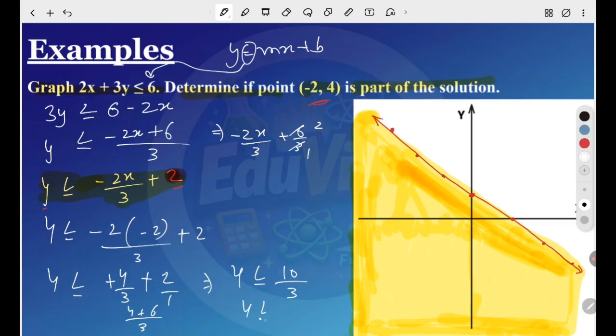So the 10 by 3 is like 3.33 something, and 4 is greater than or equal to 3.3. So 4 is right over there somewhere, and this is less than or equal to 3.3. Does the point minus 2, 4 lie on the graph or not? So we have to make that point. So minus 2 is somewhere over there and 4 somewhere over there, so this might be on the graph somewhere. This is not the accurate graph, it might be somewhere. So that's how you have to make the graphs of linear inequalities, especially in two variables.